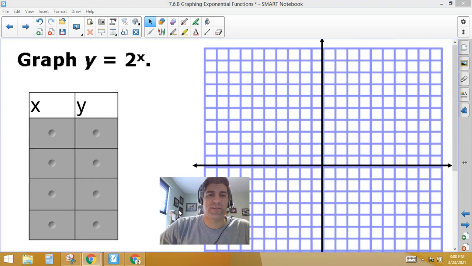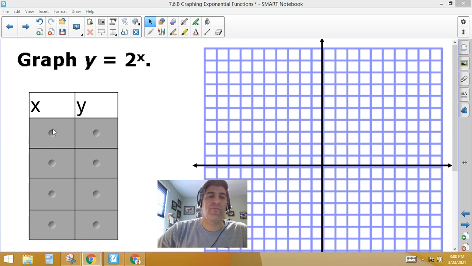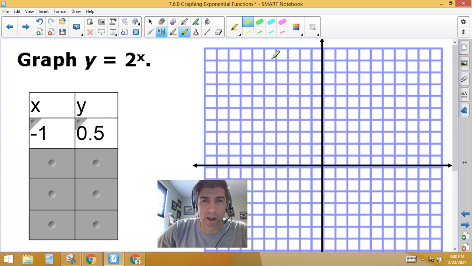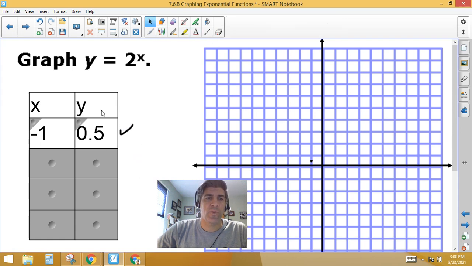Okay, so let's go through this whole process. Let's graph y equals 2 to the x. My first input I want to pick is -1. I plug -1 in there. 2 to the negative first power is, hopefully you got 1/2, 0.5. Now I'm going to plot that point. I'm going to go to -1, and I'm going to go up to a half. That's that point. Check.